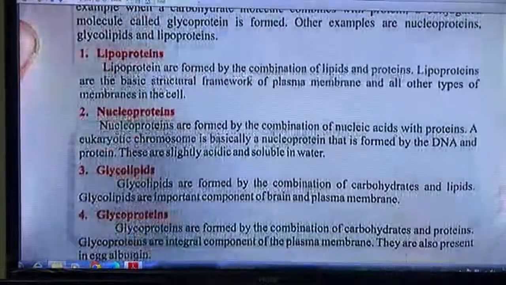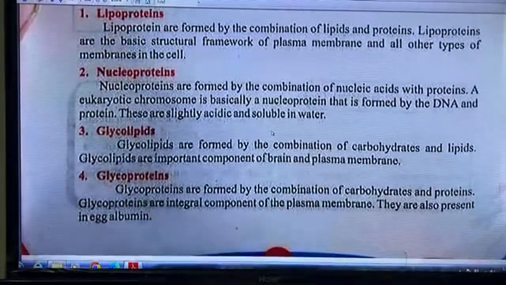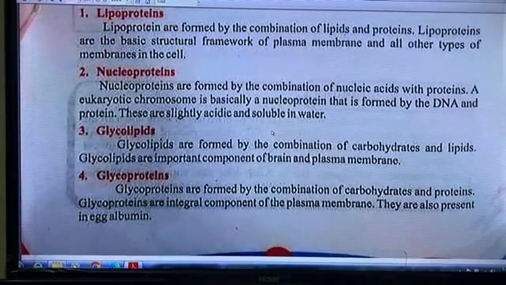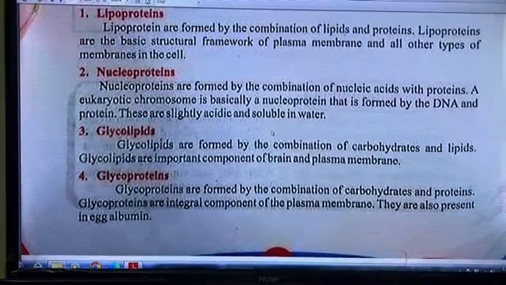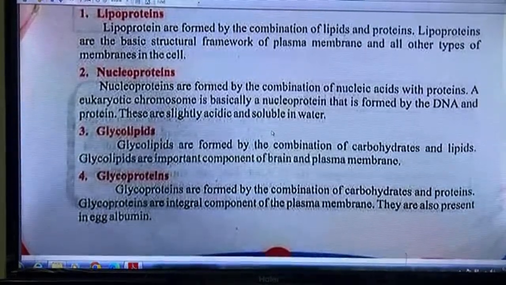Lipoproteins. Lipoproteins are formed by a combination of lipids and proteins. Lipoproteins are the basic structural framework of plasma membrane and all other types of membranes in the cell.